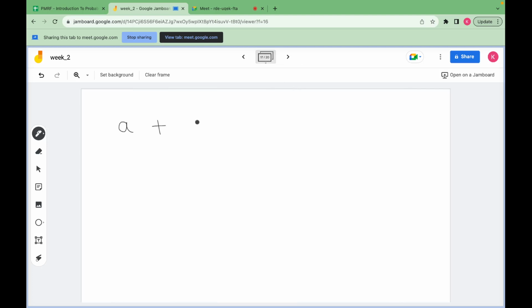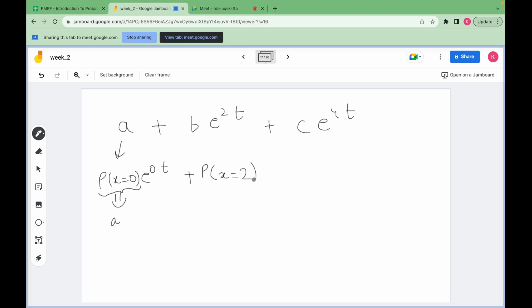this is a plus b into e to the power 2t plus c into e to the power 4t. So this is nothing but the probability that x is equal to 0, e to the power 0 into t. So this will become 1, and this a is this probability. Similarly, this is the probability that x is equal to 2, or this is e to the power 2t. So this is nothing but b. Similarly, the probability that x is equal to 4, e to the power 4t. So here this is nothing but c.